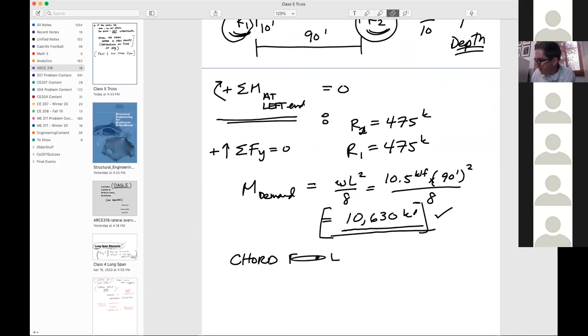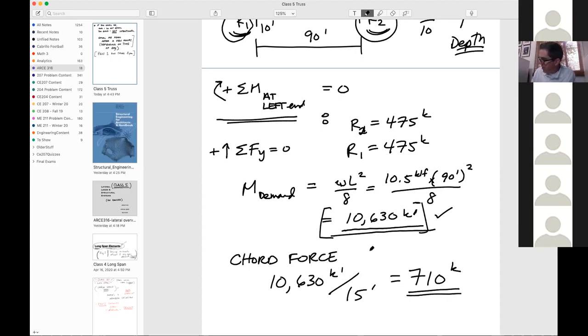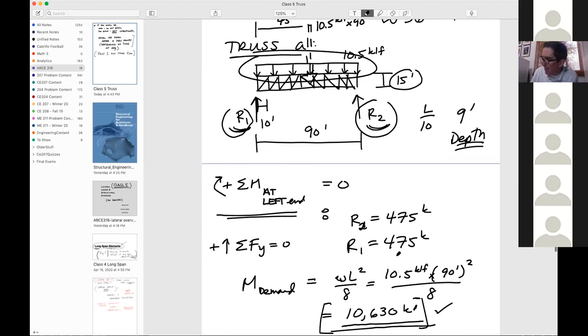And so the chord force would be 10,600 kip feet divided by the depth of the truss, which would be 15 feet. So we've got 710 kips. So that would be the chord force, tension and compression. So that's what's going to be taken by the top and the bottom chord.